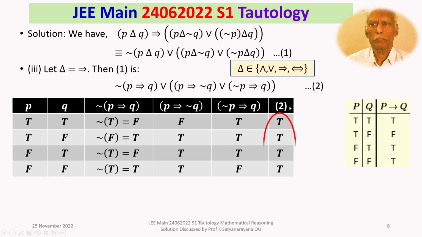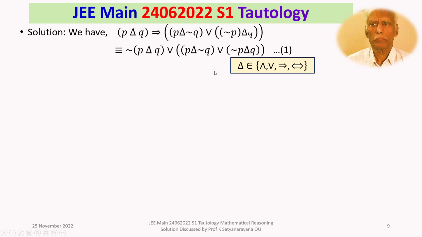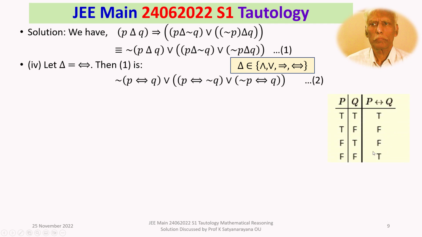So all these truth values are T. So this is always true for all truth values. So it is a tautology. Let's get into the last case, if and only if. So this time delta is if and only if. Then wherever there is delta, you write if and only if. And if you know the truth table for if and only if, that is sufficient.